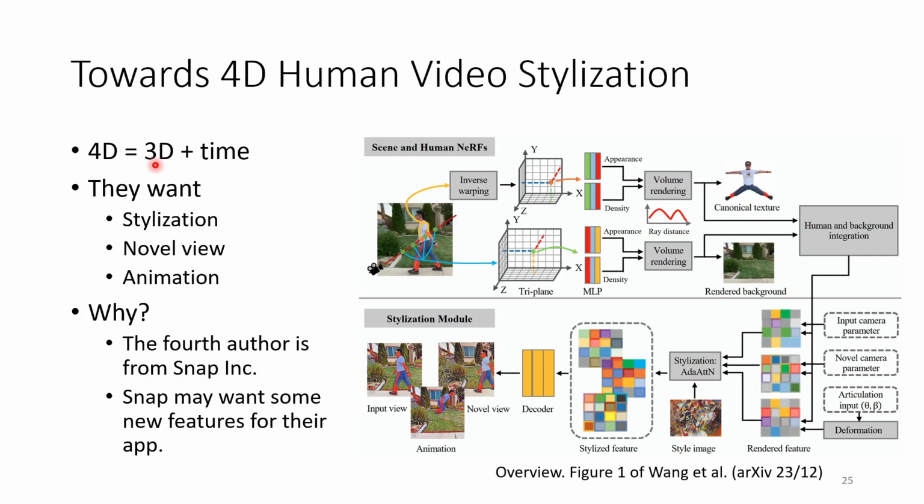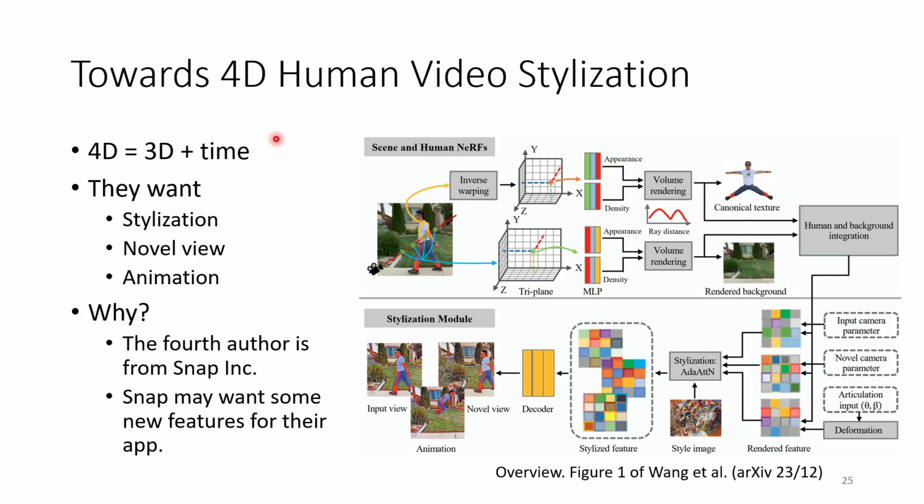Once you can change the viewpoint, you can create another video that looks like it is from another 3D rendered image. Okay, and because it's a video, there is another axis, the time axis, so it is 4D. And it's interesting why they want to do it.